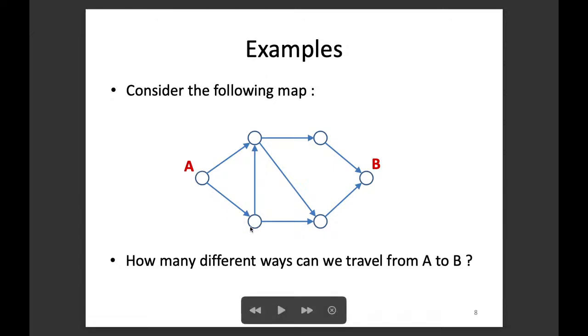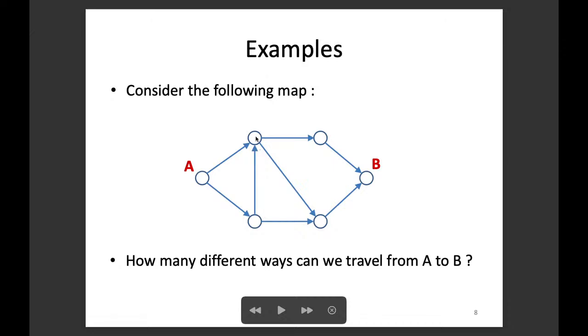How about A to this point? Notice that any way to go to this point must come from A, because for this vertex, there is just one incoming arrow. So there is one way to go from A to A, which means that there is also one way to go from A to this point.